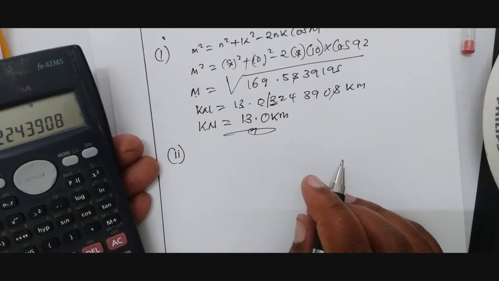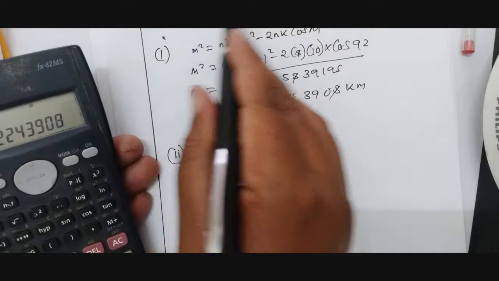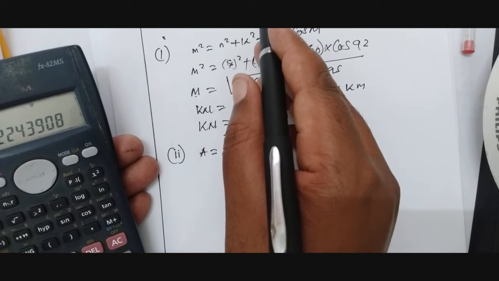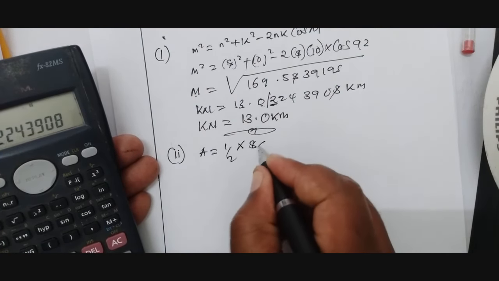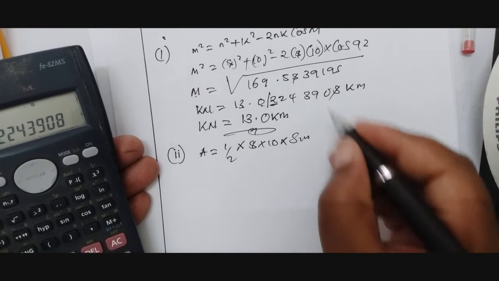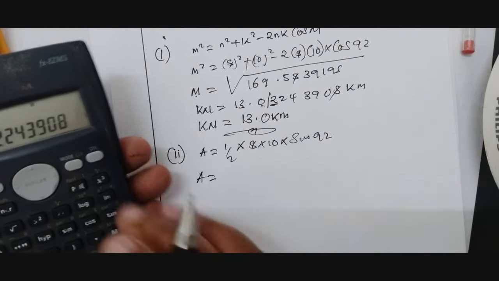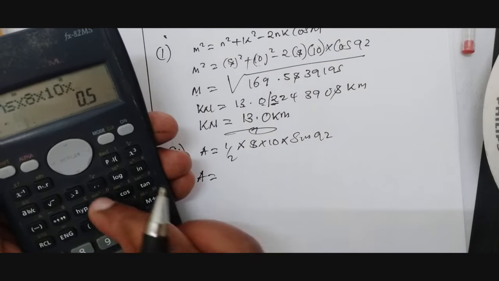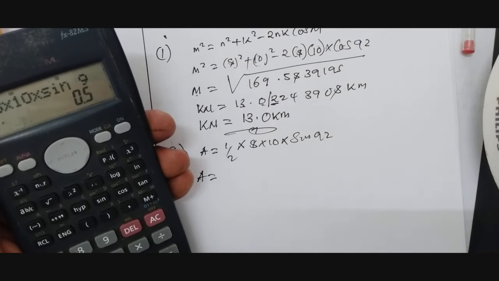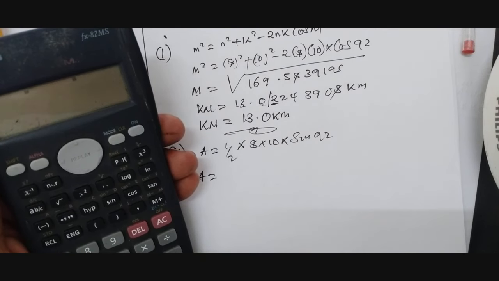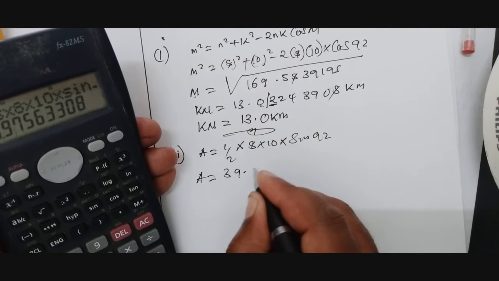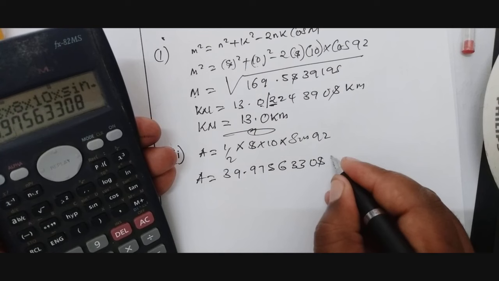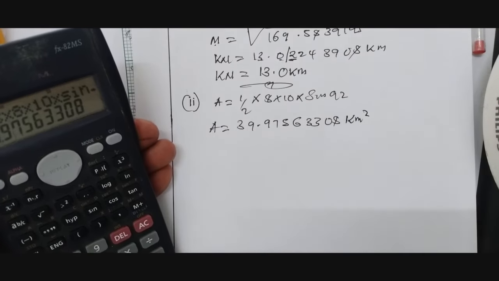Okay? Then the area. Area, you look at the sides that are forming the angle. It is the 8 and the 10. So you're going to say half times 8 times 10 times sine 92. All right? Then you say area is equal to 1 divided by 2 times 8 times 10 times sine 92. The angle is supposed to be 92 here. All right? What do we get? You get 39.97563308 square kilometers. All right? But we give your answer correct to three significant figures.